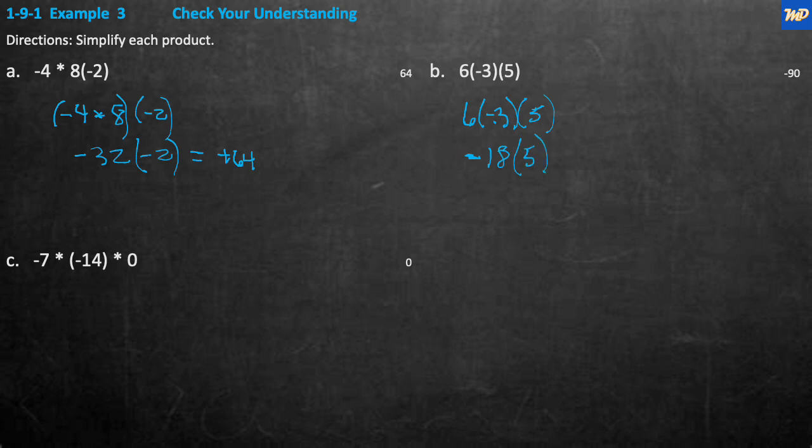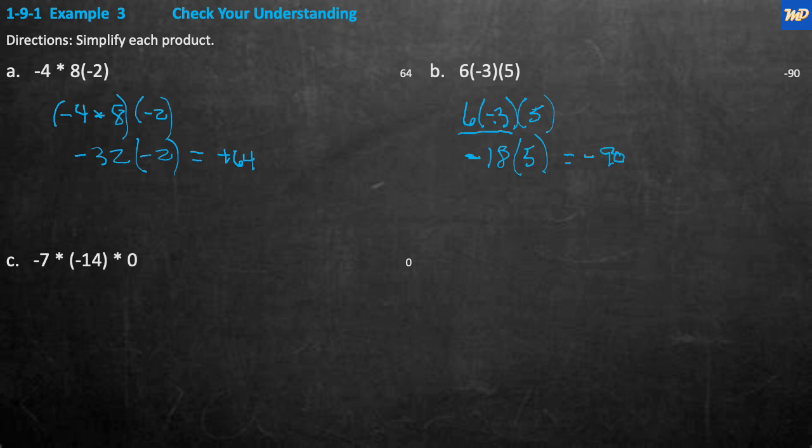Right here, negative. And then we're going to multiply that times 5, going left to right. So we did the left side, the left piece here. Now we're doing the right. 18 times 5 is 5 times 10, which is 50, and 5 times 8 is 40. So the answer is negative 90.